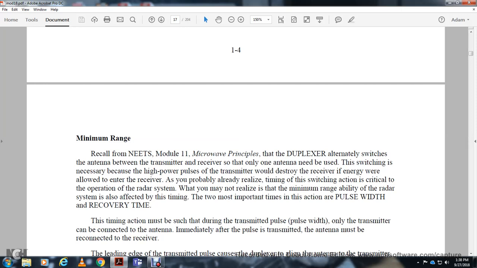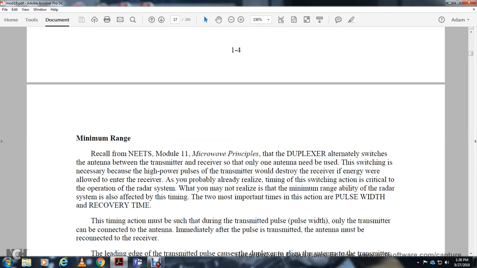The switching is necessary because the high power pulse from the transmitter would destroy the receiver if the radio frequency energy were allowed to enter it. You have probably already realized that the timing of the switching action is critical to the operation of the radar system. While you may not realize it, the minimum range of the radar system is also affected by the timing.